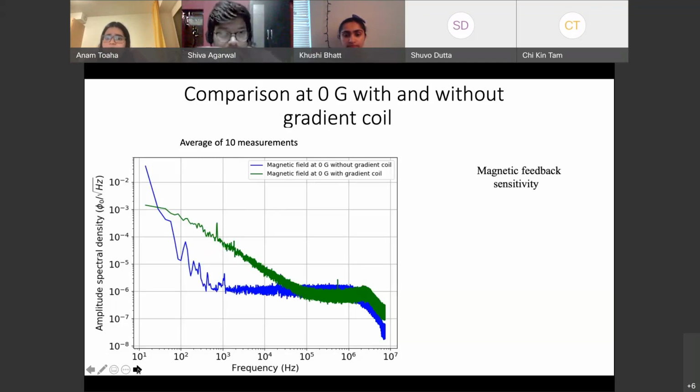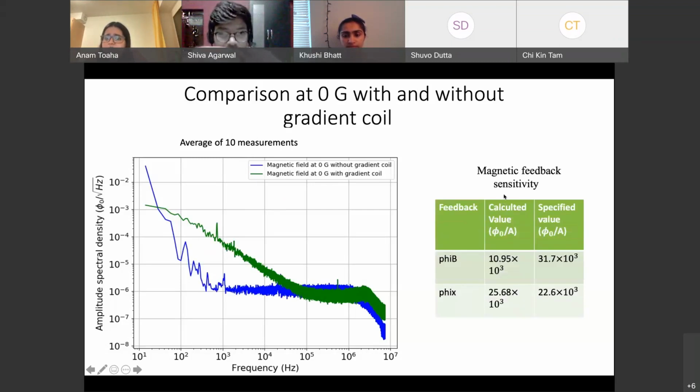I have compared my magnetic feedback sensitivity with the calculated and specified values from Magnicon, the company which calculated the feedback sensitivity at different feedbacks. At 5B and 5X you can see my calculated value and the specified values. The values at 5B are not that comparable, because our setup is not as accurate as the company Magnicon's. Also, we measured at different feedbacks, so there is a large difference in our values. But at 5X we got comparable values of magnetic feedback sensitivity.